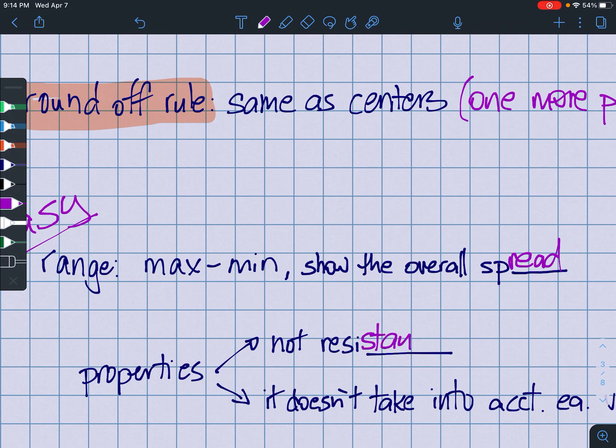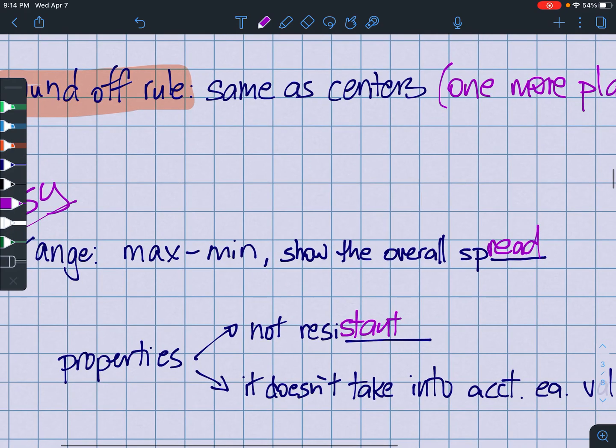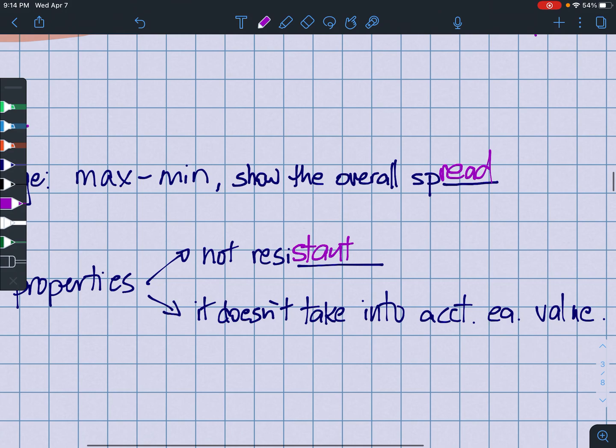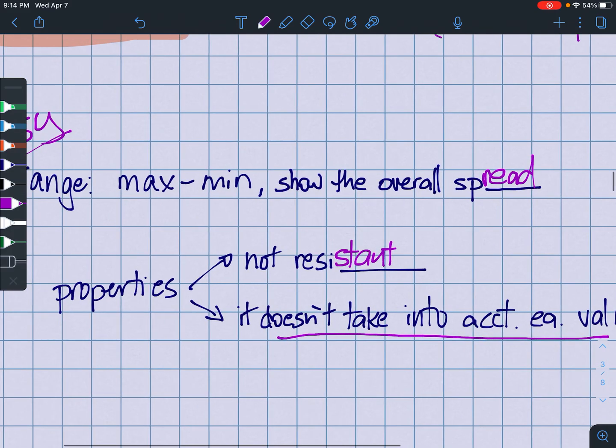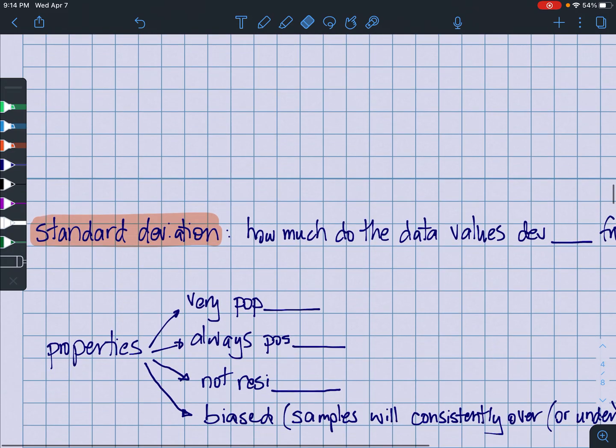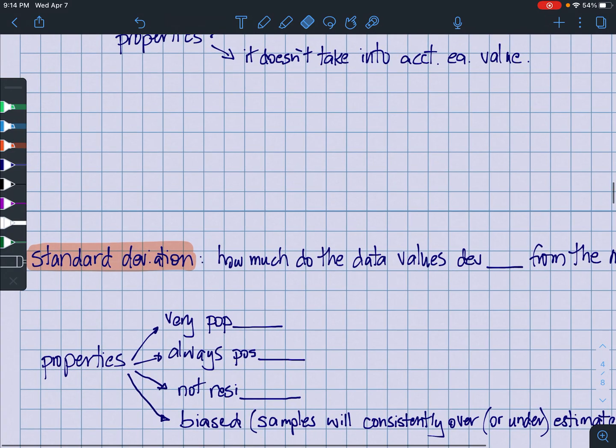It is not resistant to extreme values, meaning if you introduce numbers on either end of the spectrum, that changes the range quite a bit. And furthermore, it doesn't take into account all those values in between. Okay, because again, the range is only looking at the max and the min. So it's not too useful to us. It's an easy one to look at initially, but we need something more. And so standard deviation comes in the picture.